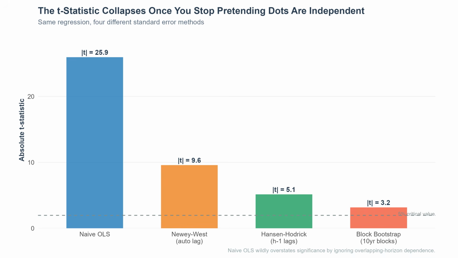If you use the Hansen-Hodrick correction, which is specifically designed for overlapping horizons, the t-statistic drops to 5.1. And if you use 10-year block bootstrapping, it plummets all the way down to 3.2. Wait, it goes from 25.9 to 3.2. That's insane. It is a factor of 5 to 8 reduction in statistical confidence, depending on which rigorous method you actually choose to use.